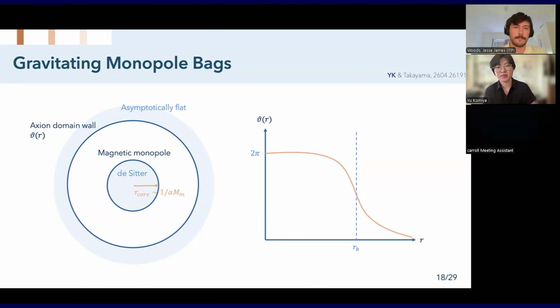And this theta of r is of course some redefinition of this A of r that I was talking about, yes? Exactly. Okay. Thank you.